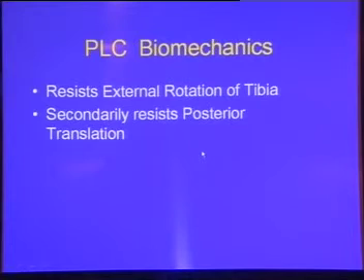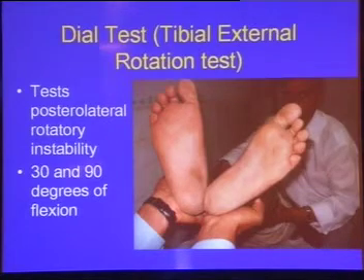Coming to the posterolateral corner. The posterolateral corner is one area which we often forget to examine during our routine clinical examination. So the PLC is a structure which resists external rotation of the tibia, and secondarily it resists posterior translation. The test done to assess the PLC is the dial test, which assesses the knee for posterolateral rotatory instability, and should be done at about 30 and 90 degrees of knee flexion. It can be done in two ways.